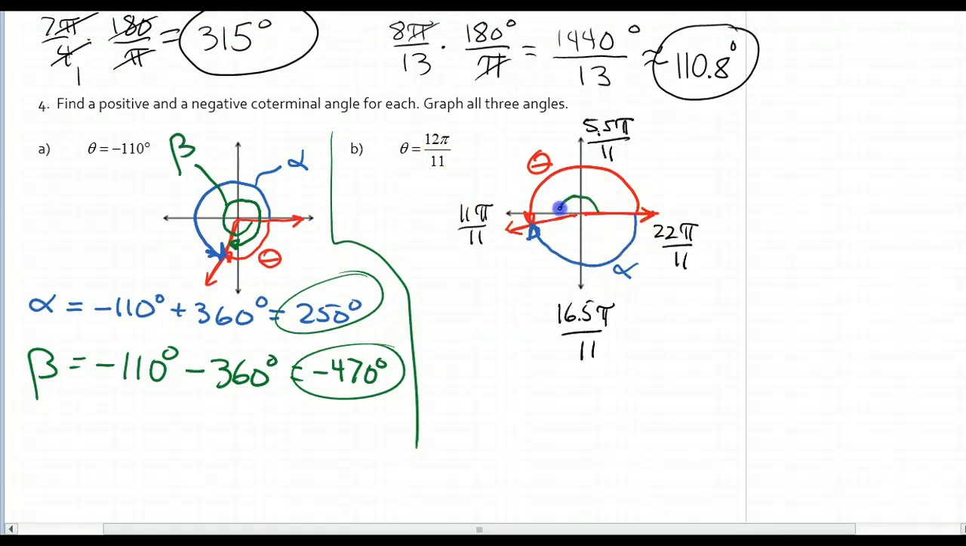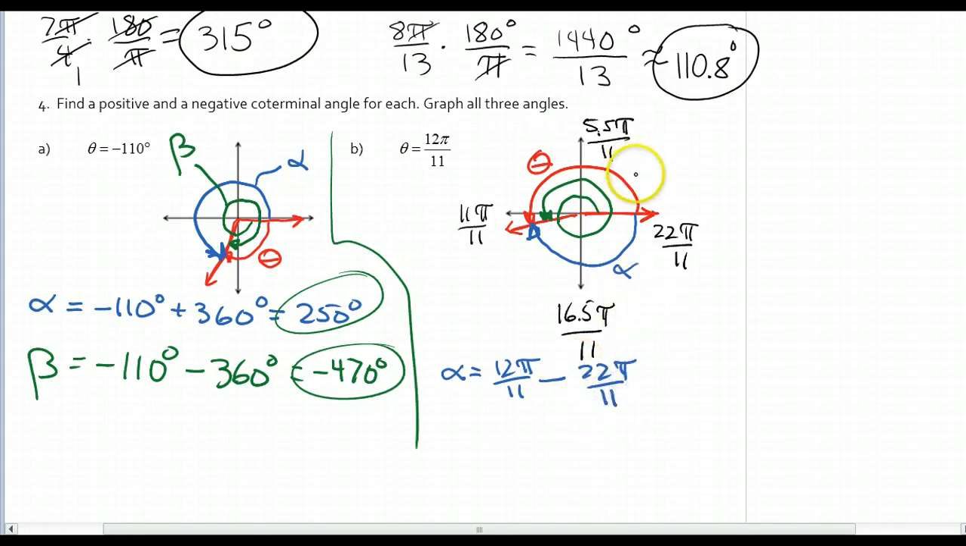So I'm going to go over here to 12 pi over 11, but then I'm going to keep going all the way around until I get back there again. So I pass it and then go another 360 degrees until I get back to it. Alright, so let's go ahead and calculate what we've got here. I've got alpha is going to be 12 pi over 11, and then I need to subtract 22 pi over 11.